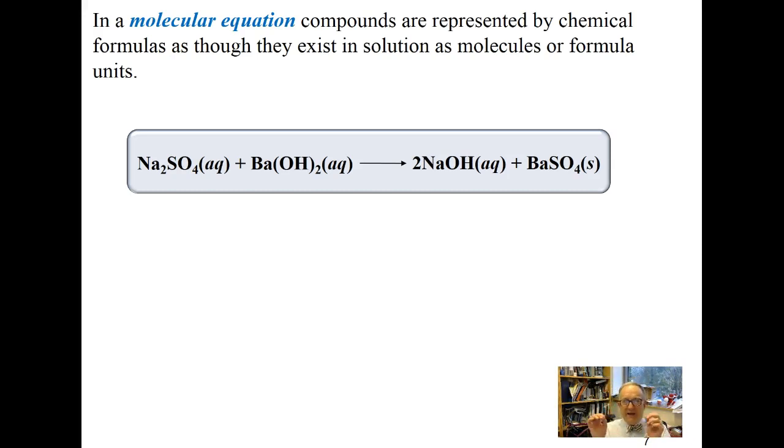We're leaving everything as compounds. So sodium sulfate, aqueous, means it's going to be dissolved and dissociated in water. You would have sodium ions floating around free and sulfate ions floating around free.